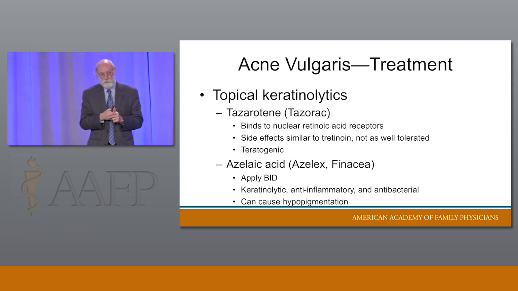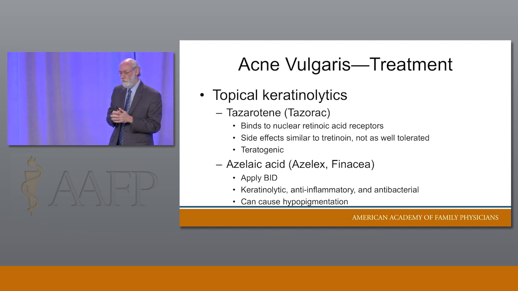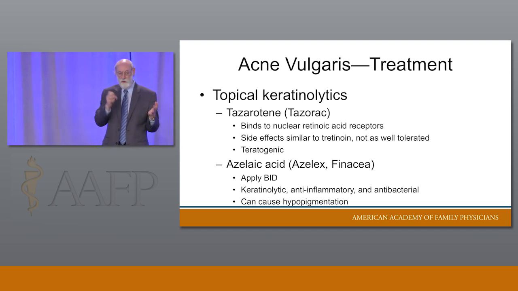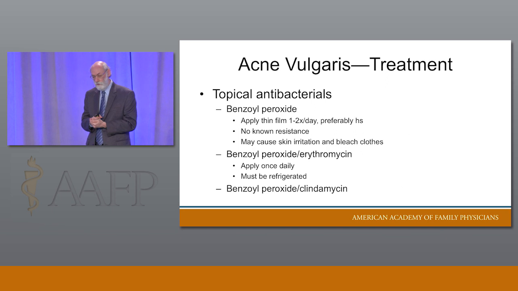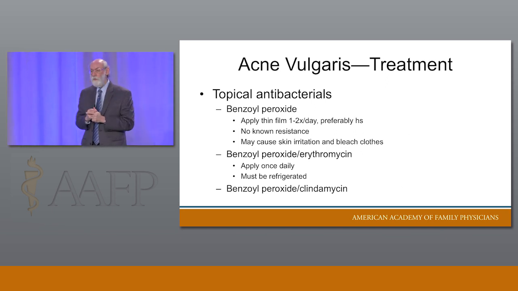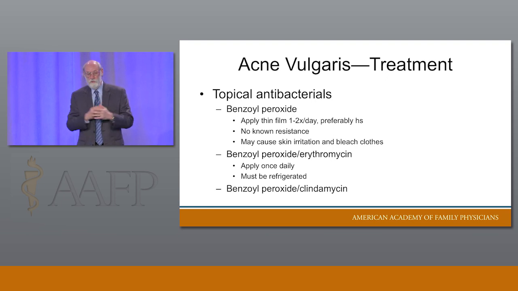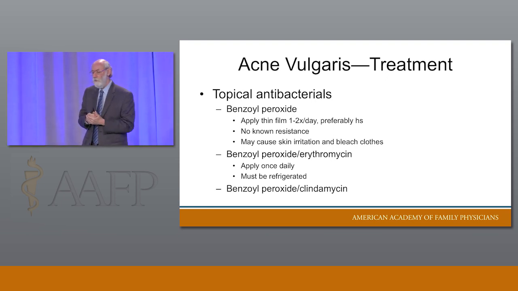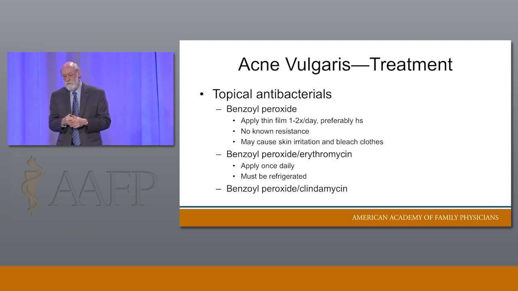Tazarotene also can work for acne as well as for psoriasis. It is teratogenic. Azelaic acid, both keratinolytic and anti-inflammatory, but may be hypopigmented, particularly in darker-skinned individuals. Topical antibiotics, benzoyl peroxide. We use this like water because there's no resistance to this yet. It does, however, bleach your clothes and your hair.